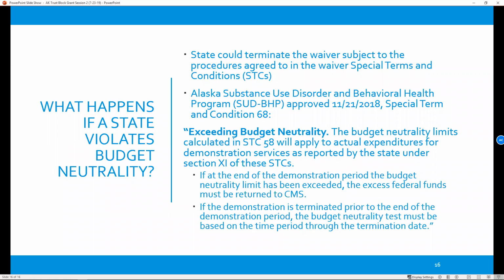And I'll just emphasize this point as well. The state does have to go in with the expectation that the federal government is serious, that it wants its money back for anything that exceeds the budget neutrality limit. And there is a history of the federal government doing that.